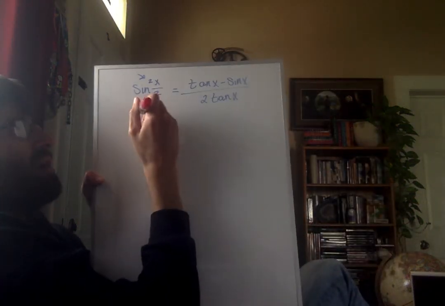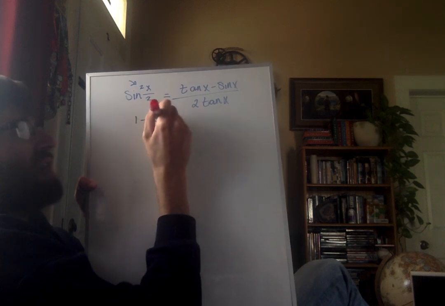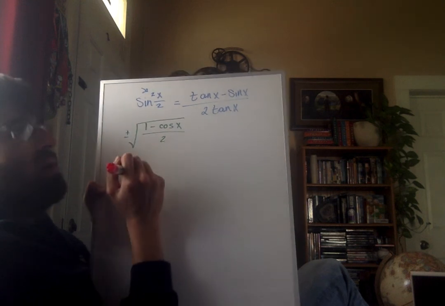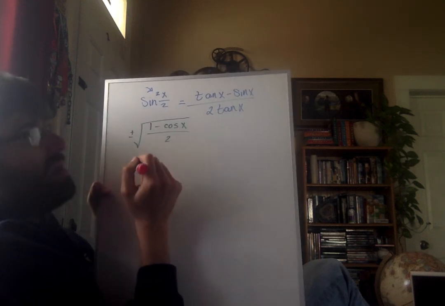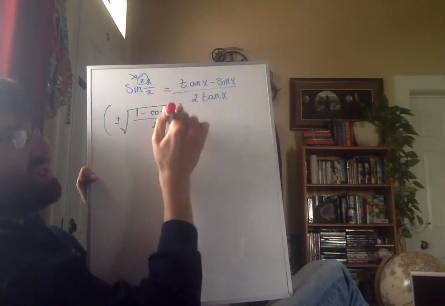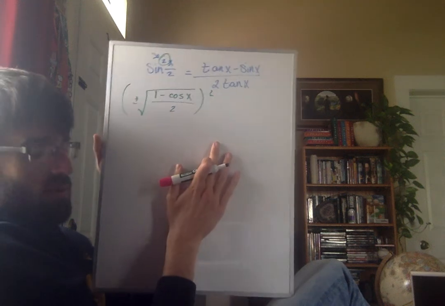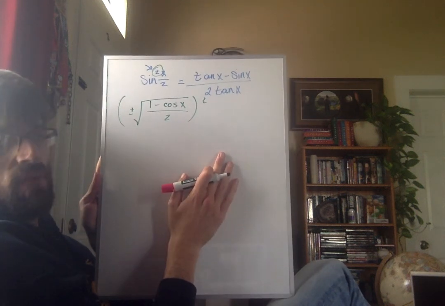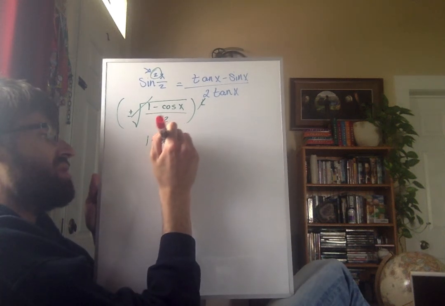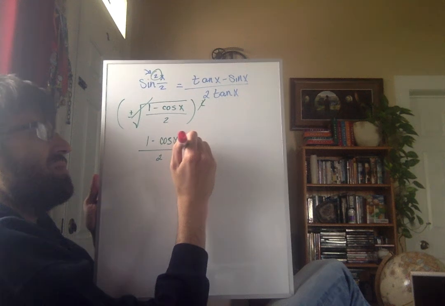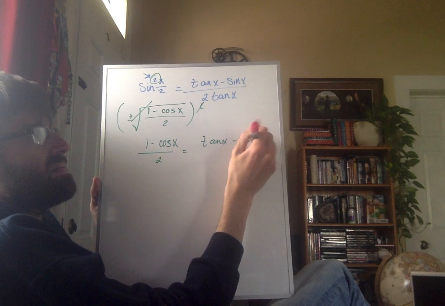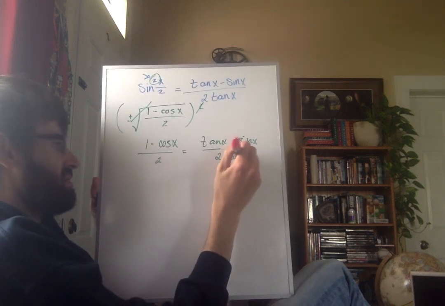That is going to be 1 minus the cosine of x over 2 plus or minus the square root of that. Now, the issue with that is when I use this squared, it's going to square the whole thing. That's going to get rid of this square root because the squared is going to cancel that out. So I'm going to have 1 minus the cosine of x over 2, and that's going to equal tangent x minus sine x over 2 tangent x.